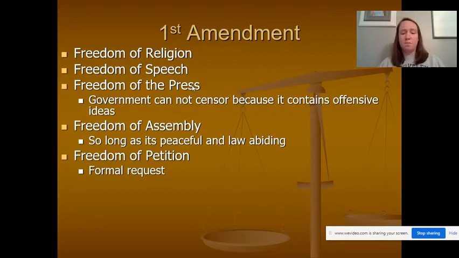You can get on Facebook, you can get on the news, you can write an editorial in the newspaper, and you can say how much you love the current president, and nothing will happen to you. You can get on there and say how much you hate the current president, and nothing will happen to you. You have freedom of the press. The news people can criticize a political leader, they can ask them questions, that type of stuff.